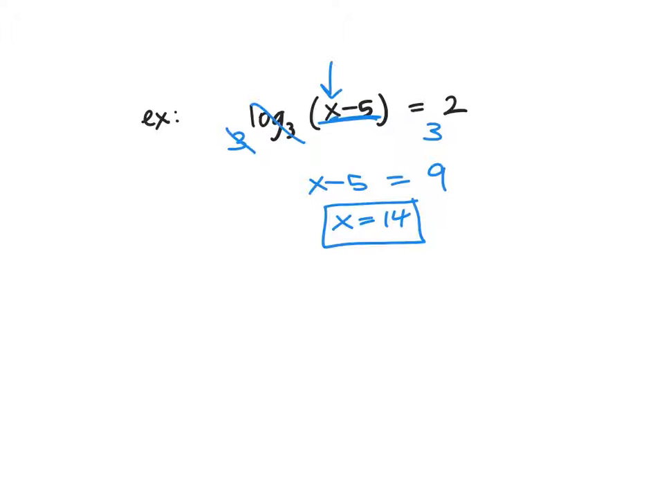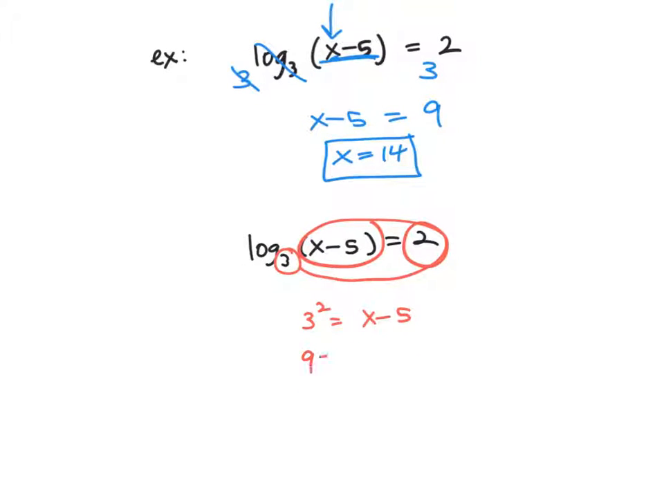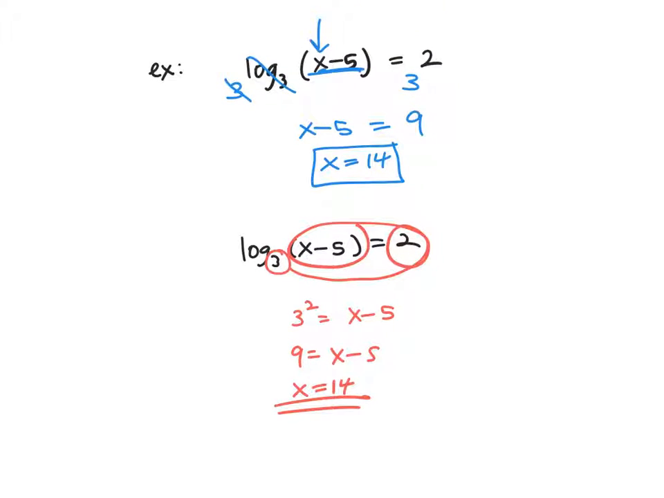Some of you may prefer to think of it as rewriting the log in exponential form. So if you wanted to think of it as 3 squared equals x minus 5 as an equivalent statement, so 9 equals x minus 5 and x equaling 14, that is also another way that you can go about it. But I find that most students find it easier exponentiating both sides with the same base that would cancel out the logs.